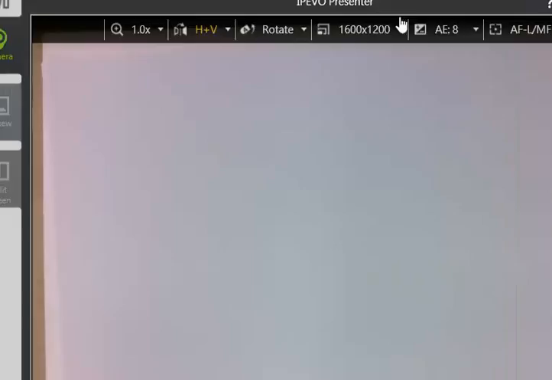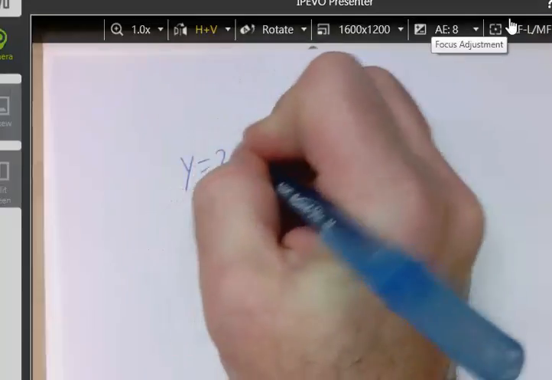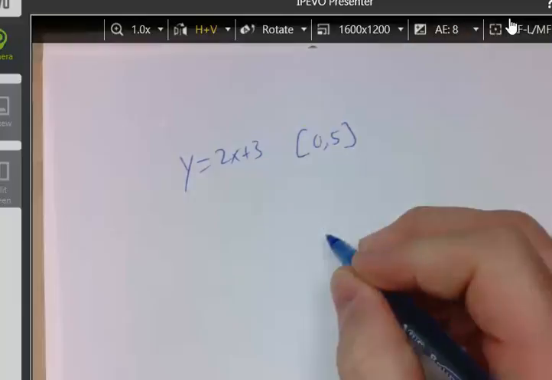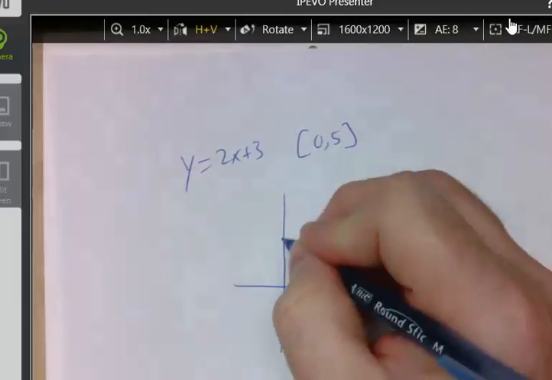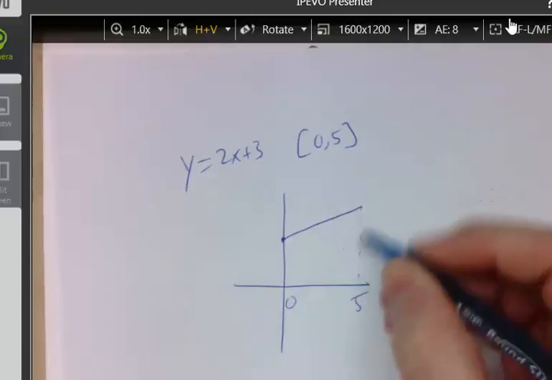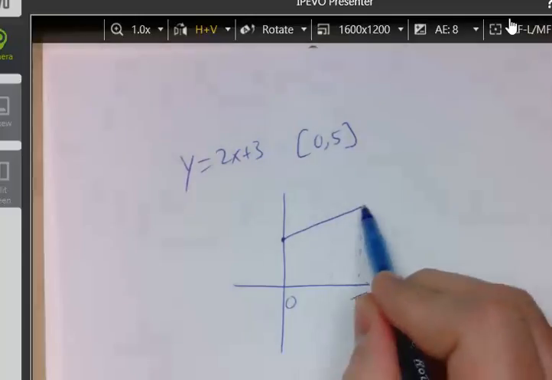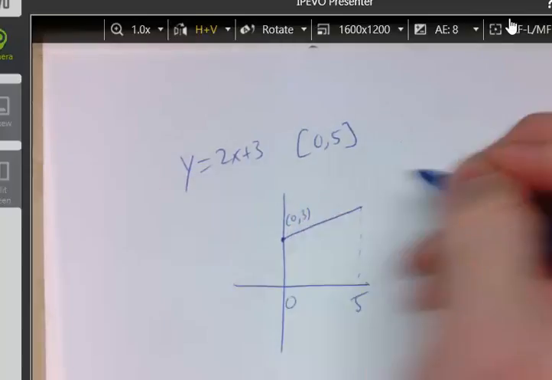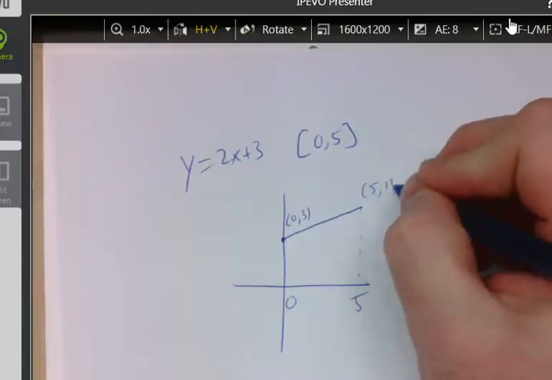So what does that look like from 2x plus 3? It's basically a line, and I said from 0 to 5. So something like this. And there you go. So I want the length of this curve from 0 to 5. Well, I know at 0 I'm at 3, and at 5 I'm at 13.